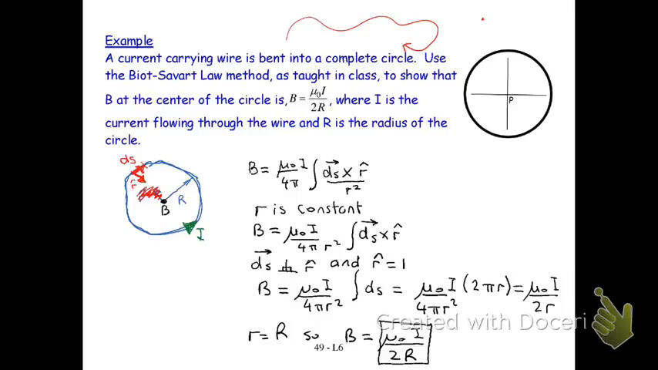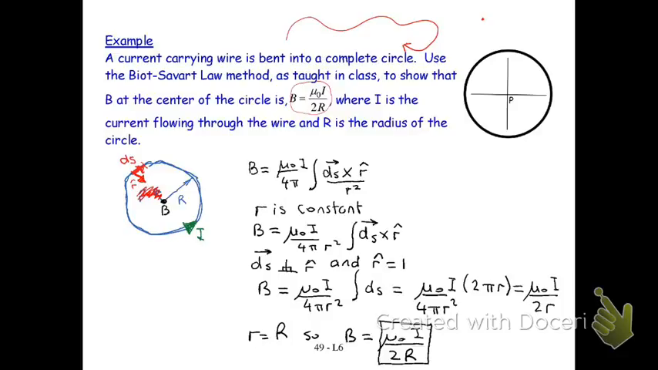A current carrying wire is bent into a complete circle. Use the Biot-Savart method as taught in class to show that B at the center of the circle is... Now, I wouldn't give you that as a test question. I'd say, what is the B at the center of the circle? And you'd figure it out.